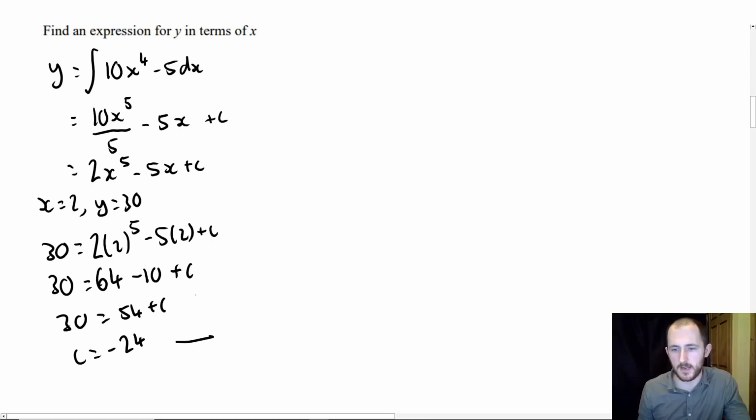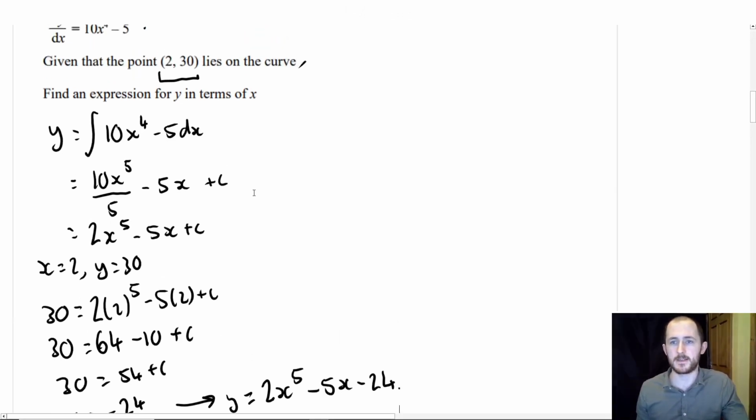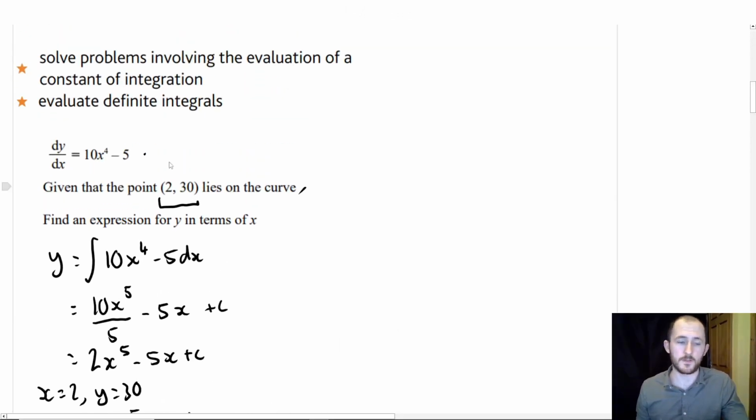So that means our actual equation is y equals 2x to the power of 5 minus 5x minus 24. So that's what they mean by evaluate a constant of integration. Okay? Just need to work out what it is, which means you just need to have a set of coordinates, and you should be all fine.